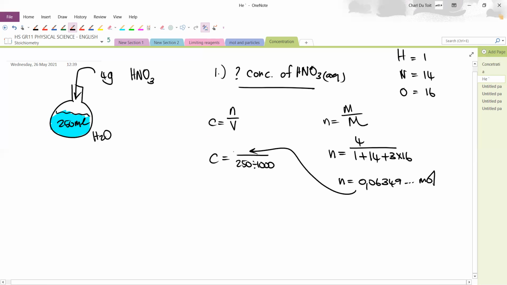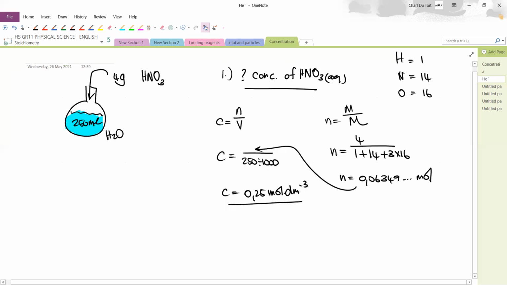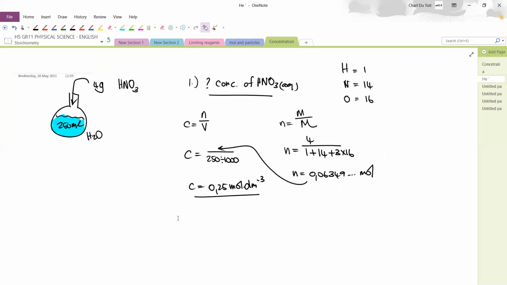You're not allowed to do this arrow thing in the exam. You must write the value on top. I'm just showing you what we're doing. The answer is 0.25 moles per cubic decimeter. Good. That's the first part of the sum done.